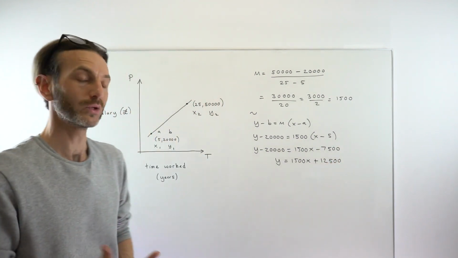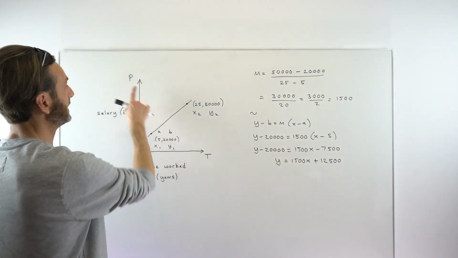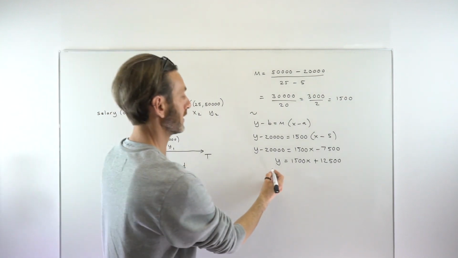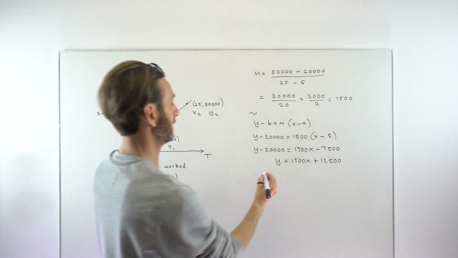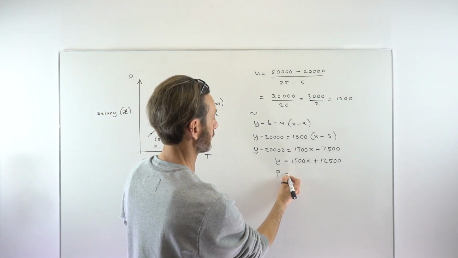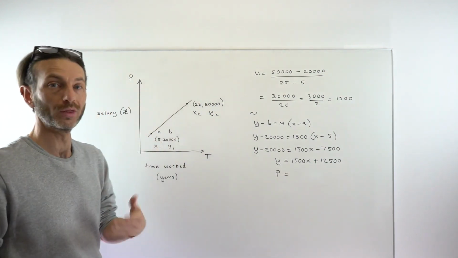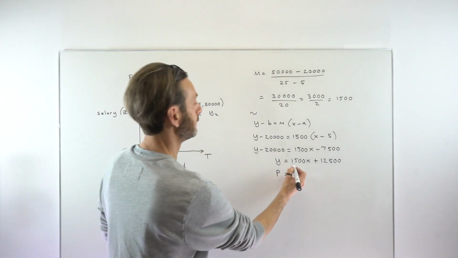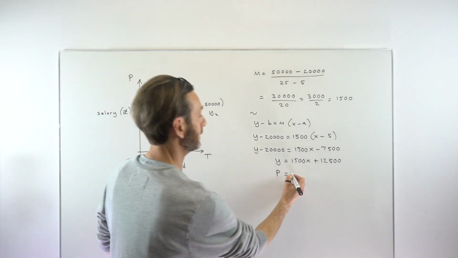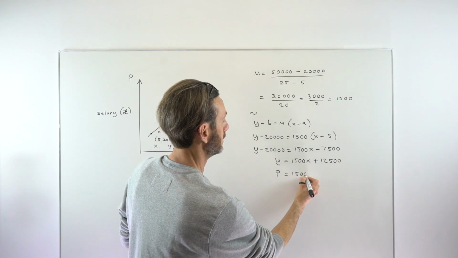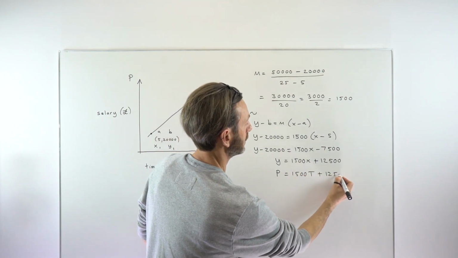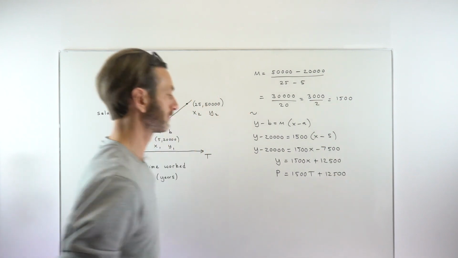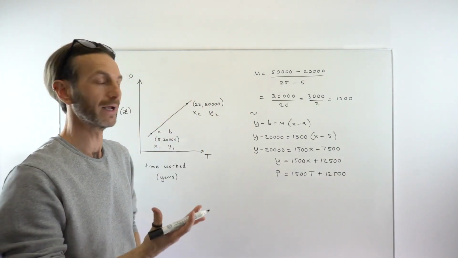12,500. Just remember this question is not in x and y, it's in t and p. So the question was asked to write the equation using t and p, like in terms of p and t. So this is going to be p, because the p is playing the role of what would normally be the y, the vertical axis. And instead of an x, we're going to have a t. So it's 1,500 t plus 12,500. And that's the final answer for part A.